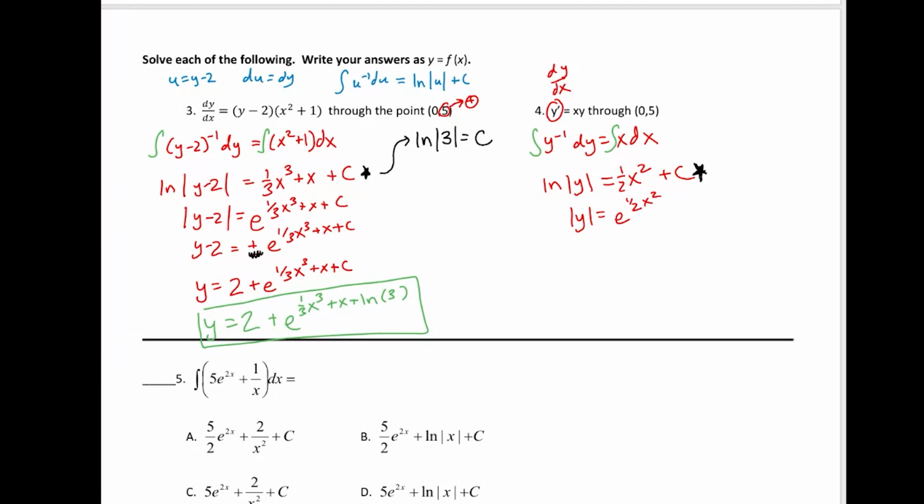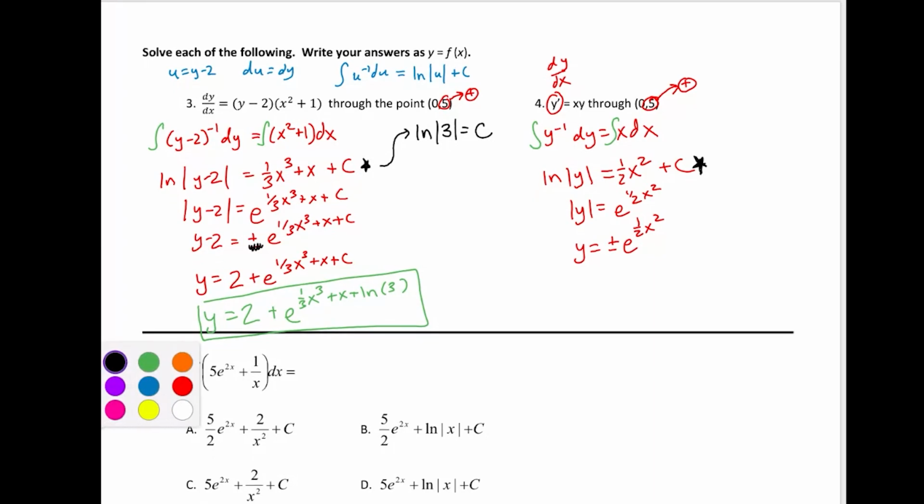And then we need to get rid of that absolute value. So I have y equals plus minus e to the 1/2 x squared. But I know that one of my outputs has to be positive. So I'm going to choose plus and get rid of that minus. Oh, wait, I forgot the plus c on there. My bad.